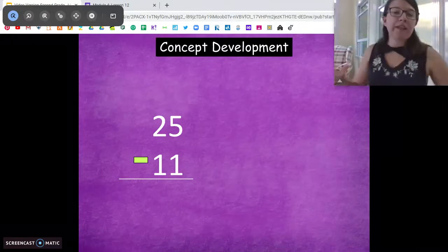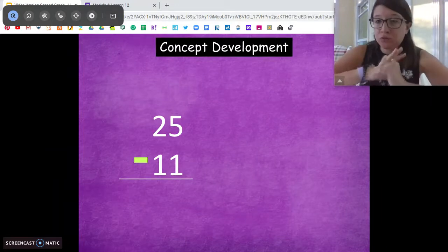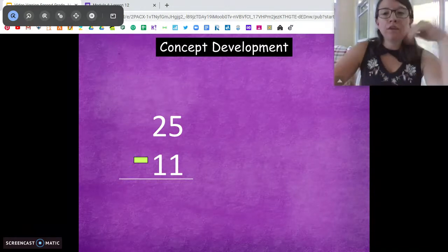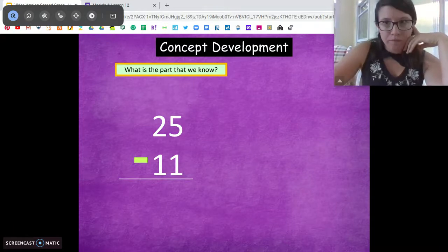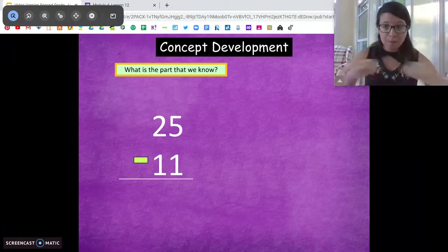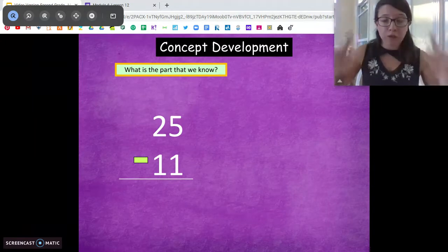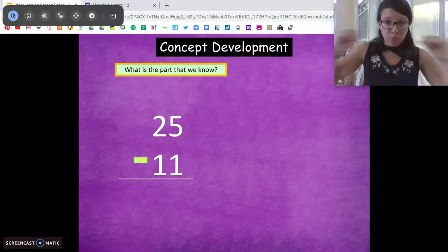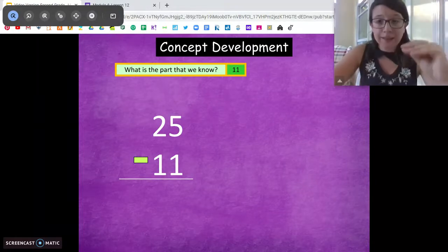I don't want you to write anything yet because I just want to go over this. We're going to go over how to use the vertical method to subtract without using a place value chart. All right, here's how. So the first problem is 25 minus 11. What is the part that we know? Remember, when we do subtraction, your whole is your top number, then part. Whole, part. We always take away from the whole, so what is the part that we know? 11. Good. 25 is our whole, 11 is our part.